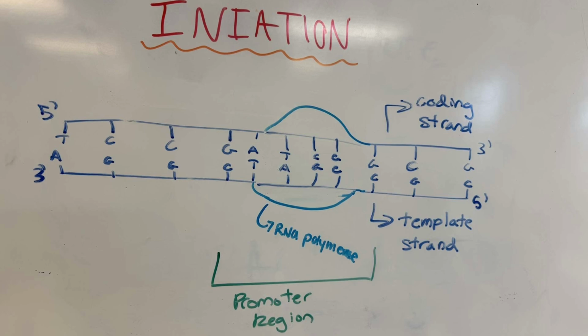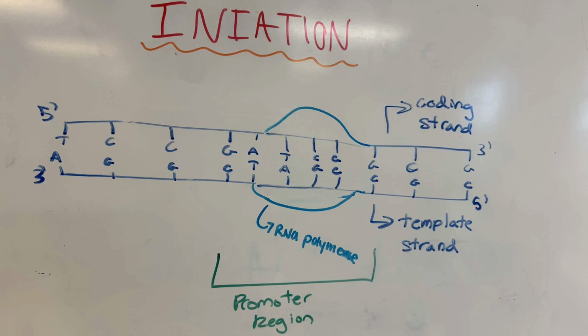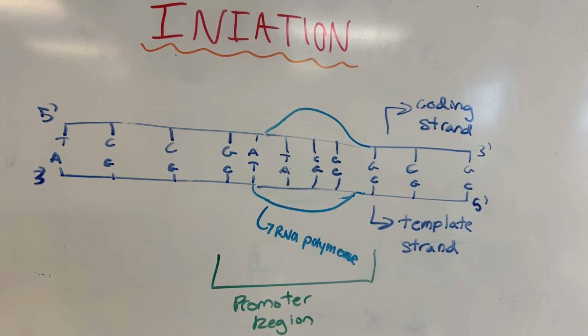In initiation, RNA polymerase and other transcription factors bind to their promoter region. In eukaryotes, this region is called the TATA box. RNA polymerase is an enzyme that creates the mRNA transcript from DNA.